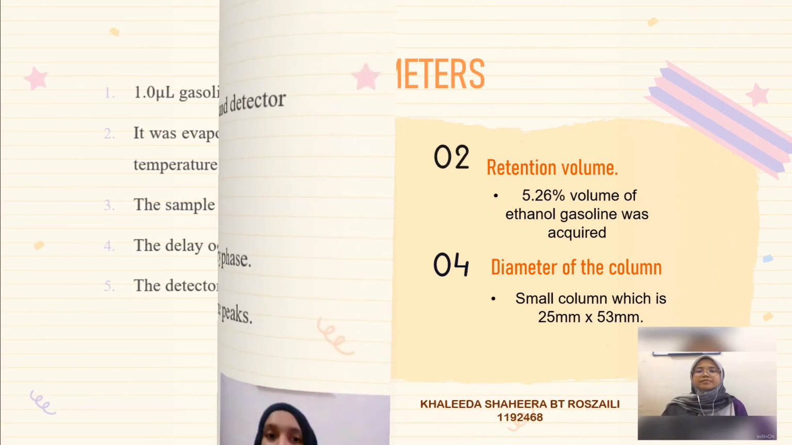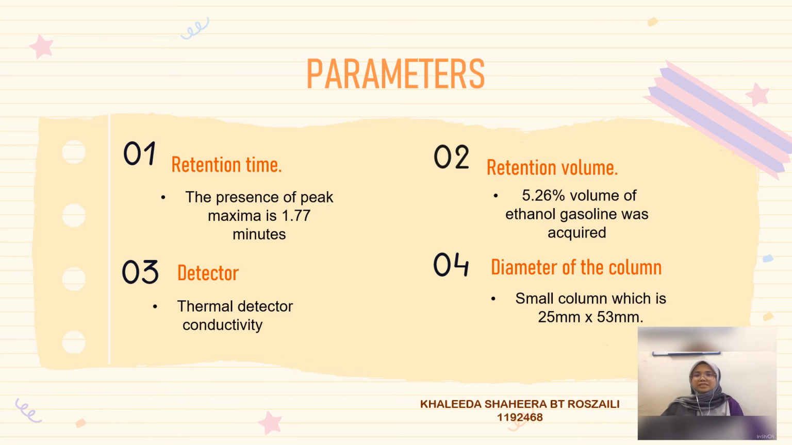The parameters involved are, first, retention time. The peak maximum is at 1.77 minutes, and to get accurate data, the analysis time is only 5 minutes. Second, retention volume. 5.26 volume of ethanol gasoline was acquired.